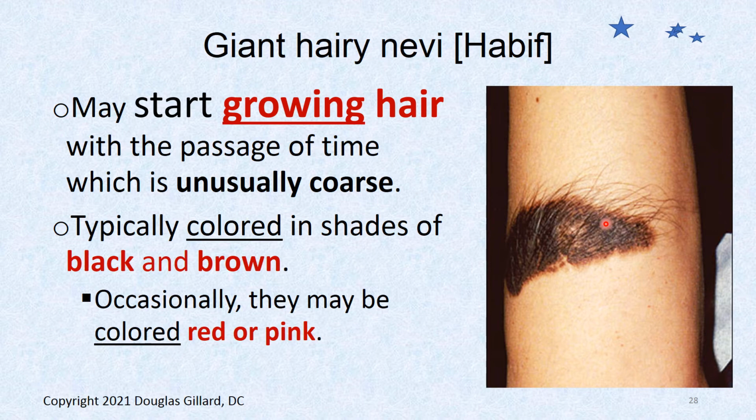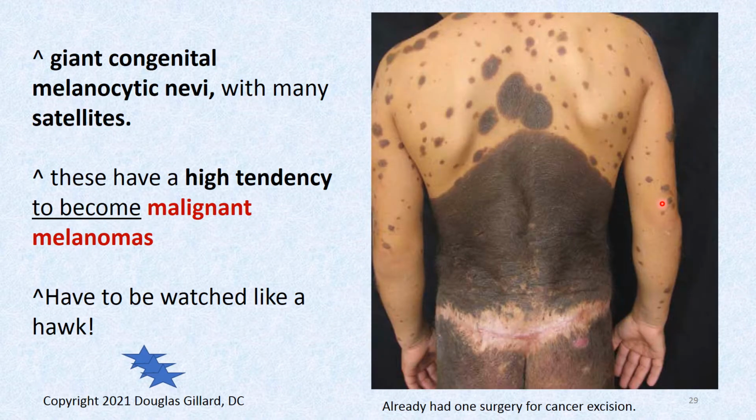And yeah, as they get older, they can start growing hair. So here's one that started developing hair in this 20-something-year-old. It can sometimes be fairly normal, but oftentimes it's very coarse, like a horse hair almost. Have you ever seen a horse hair? And the hair is usually brown. It can be red and pink on occasion. I've never seen one like that.